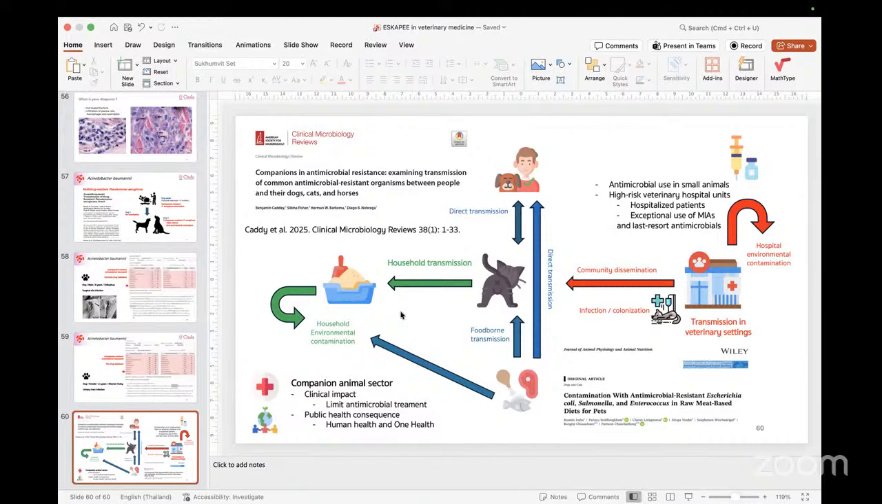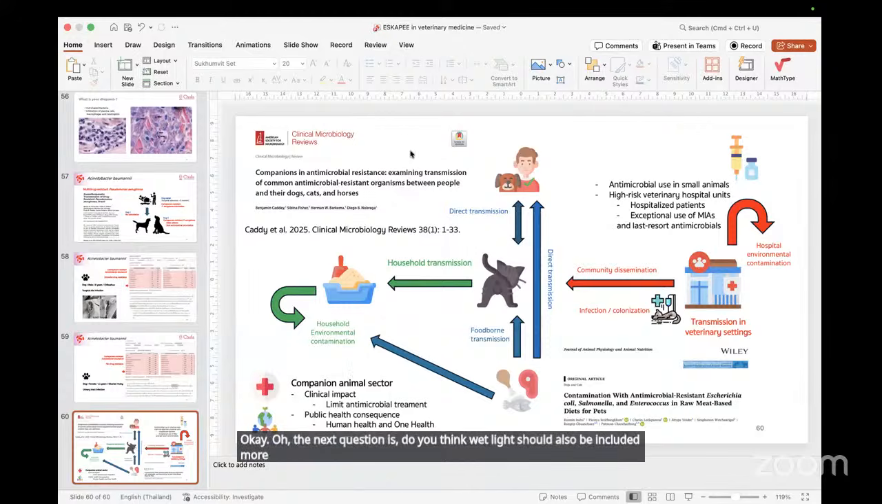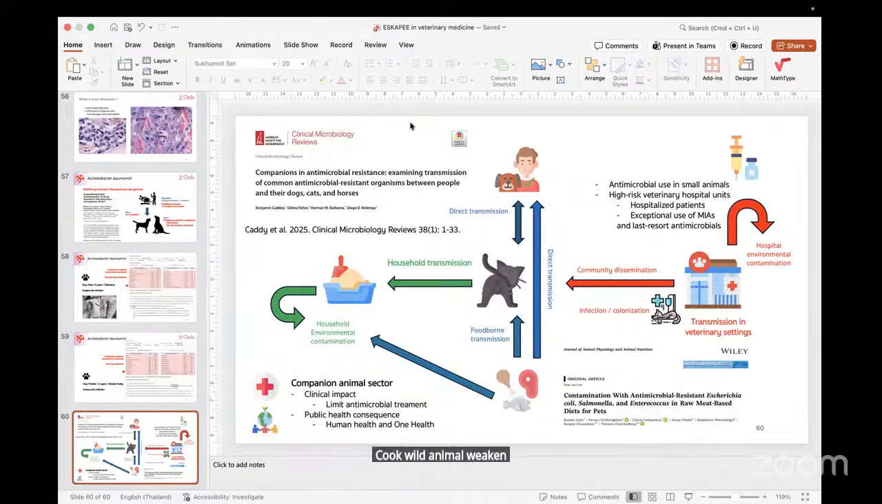Okay. The next question is, do you think wildlife should also be included more actively in AMR surveillance programs? Could wild animals become an important reservoir or carrier of resistant bacteria that are often overlooked?